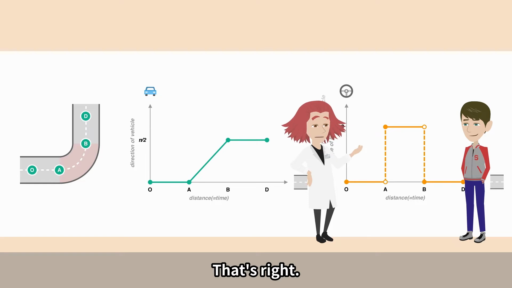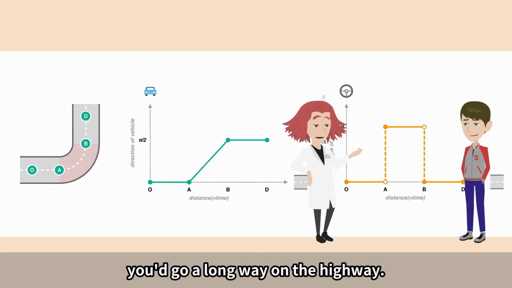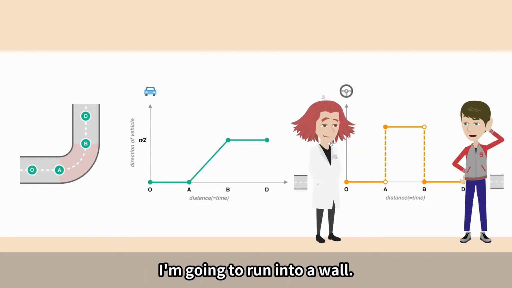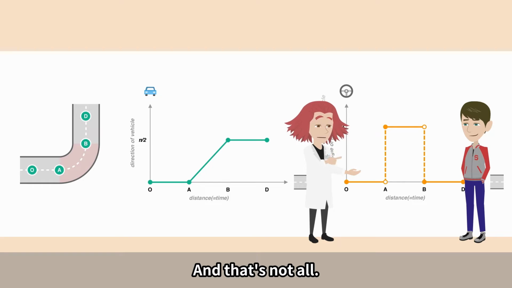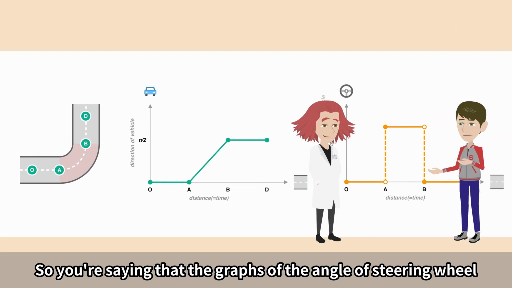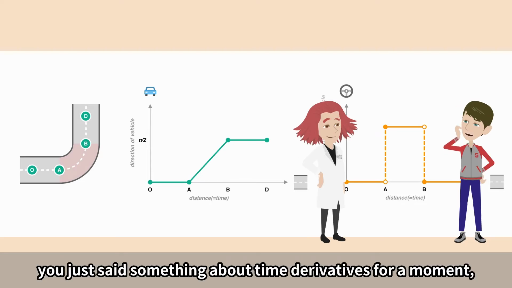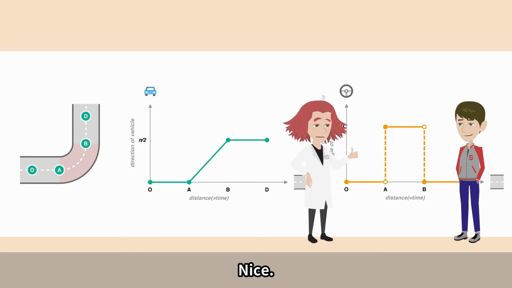That's right. It's impossible at that point, and if you were to turn the wheel even a little too late, you'd go a long way on the highway. I'm going to run into a wall. And that's not all. You'll be blown away by the sudden centrifugal force. So you're saying that the graphs of the angle of steering wheel need to be connected to each other? That's right. That's Mike. By the way, you just said something about time derivatives for a moment. Tell me more about it. Nice.